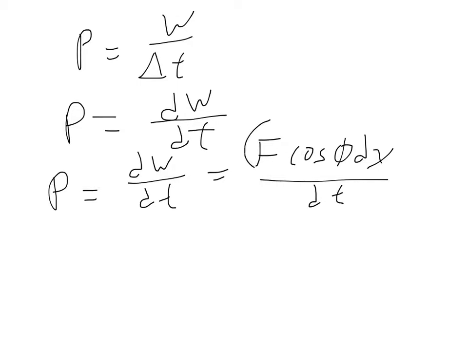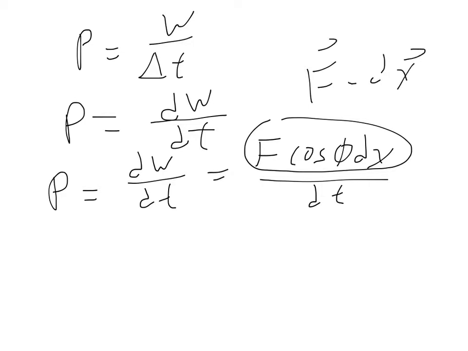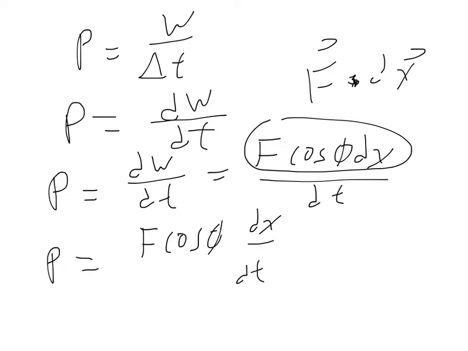This right here is F dot dx. Two vectors. When you take the dot product between the two vectors, you have to get the cosine of theta. So F dot dx, so we get the cosine of theta. Now we have that the power is equal to F cosine of phi. And with a little bit of rearranging, we're going to have dx over dt. You guys know that the derivative of displacement with respect to time is equal to velocity. So now it looks like we have F cosine phi times the velocity.